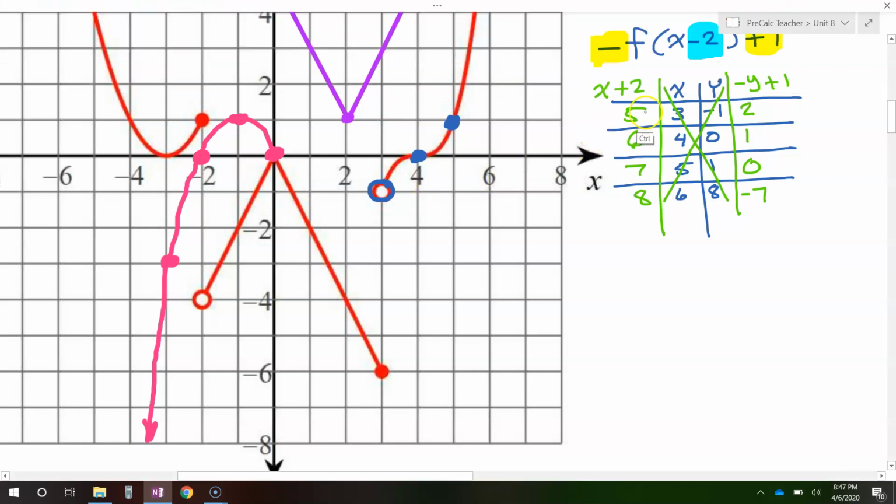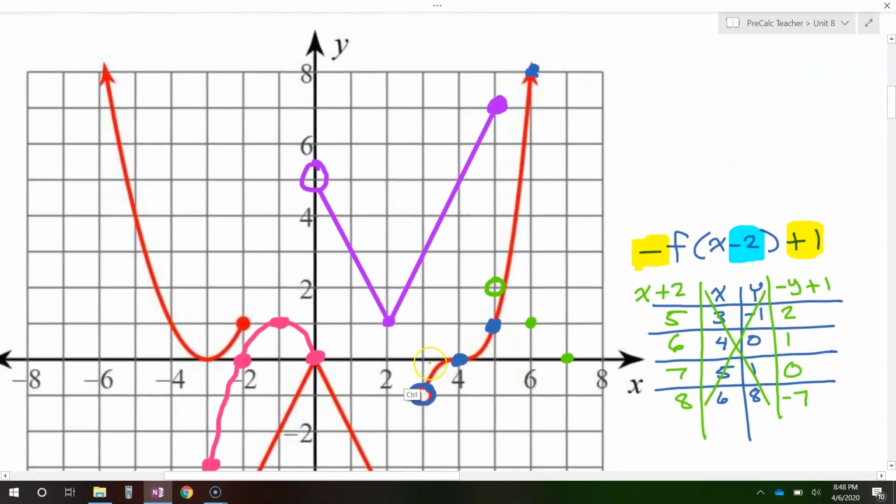So remember that the first point is the open circle. All right, just keep track of where we're starting. So what happened to this open circle? It went to 5, comma, 2. All right, so 5, comma, 2 is right here. So this will be the open circle. Next, what happened to this point? It becomes 6, comma, 1. All right, the next point is 7, comma, 0, which is right here. And then finally, we have 8, comma, -7. So that's going to be right here.